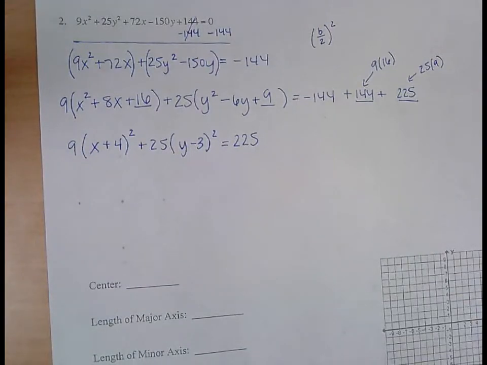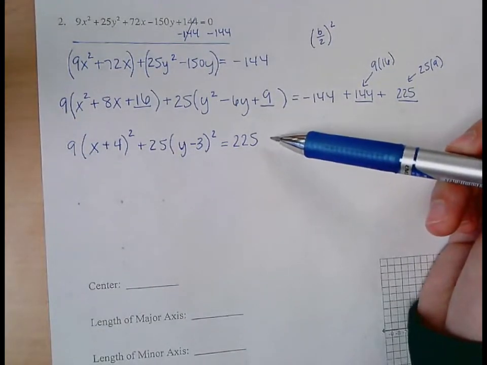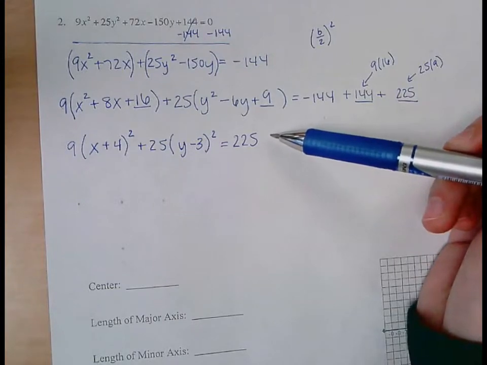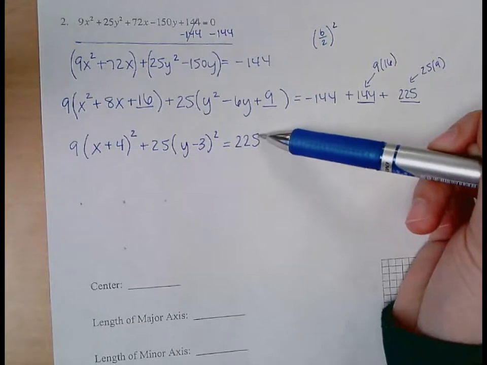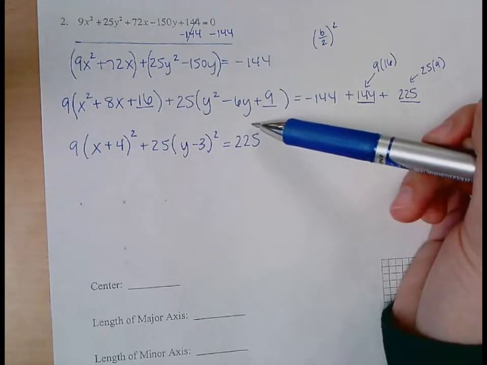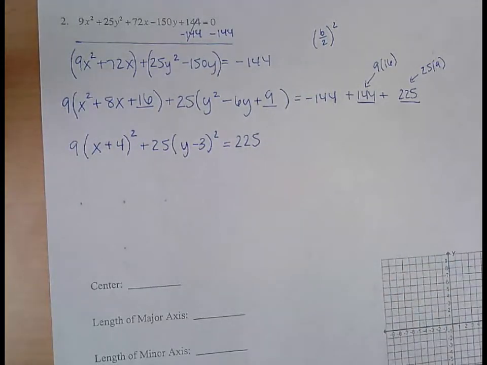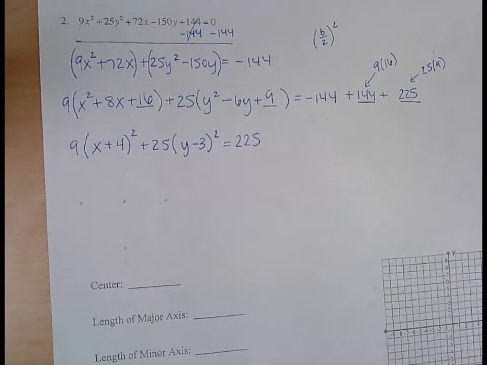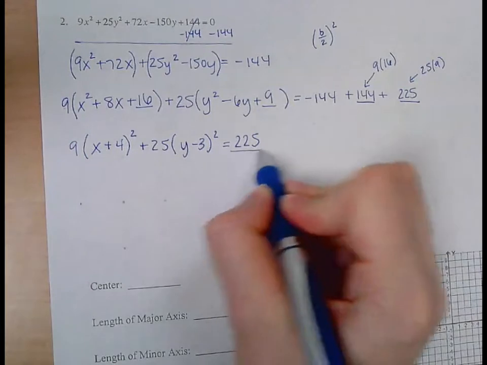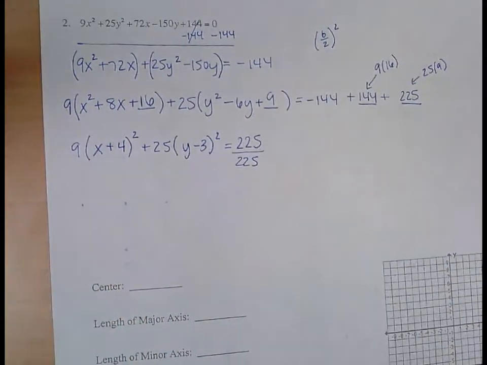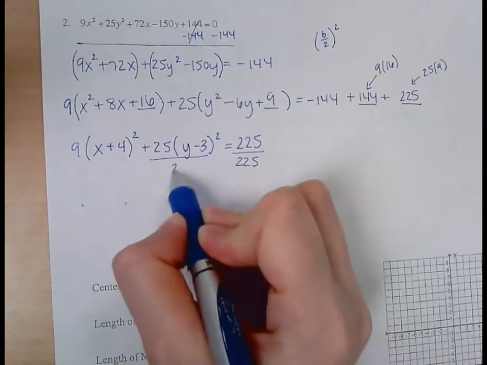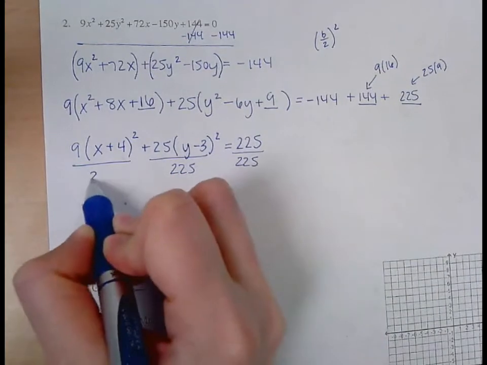Is this in standard form right now? I see some no's because the right side must equal 1. How do I get this to equal 1? You could subtract 224, but we're not going to. Divide by 225. Because if you look at your standard form, you see that you should have some fractions on the left side as well. So you divide everything by 225.